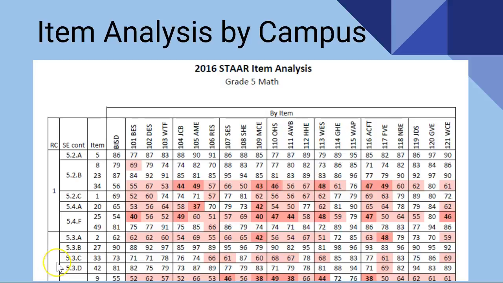This is also sorted by reporting categories first, such as this reporting category 1, then the student expectation that was tested, then the items from the test that were actually covering the student expectation. Then here's the mastery score that we have. So we scored on item number 23, 87% in our district. And then you'll see the way every campus scored on that particular item. So you can see some of the strengths and weaknesses that we have.